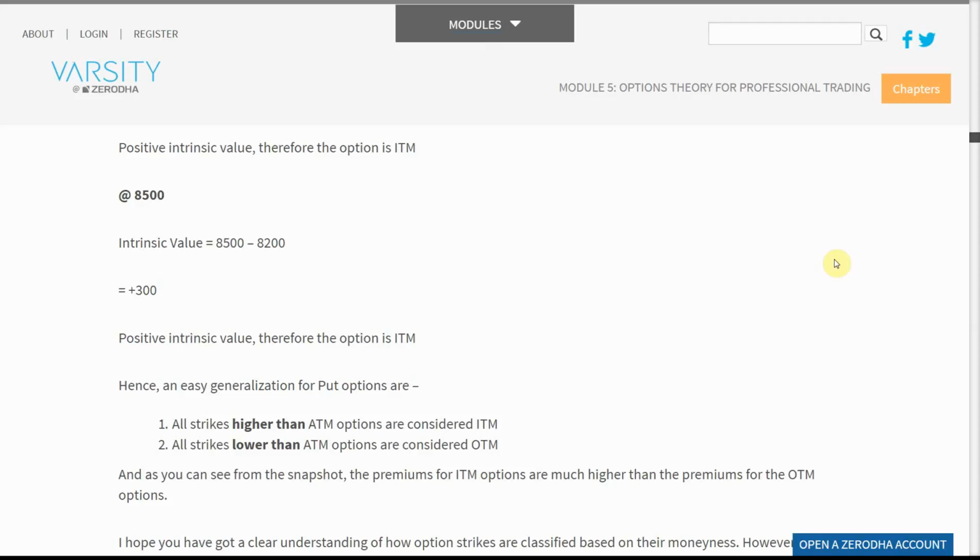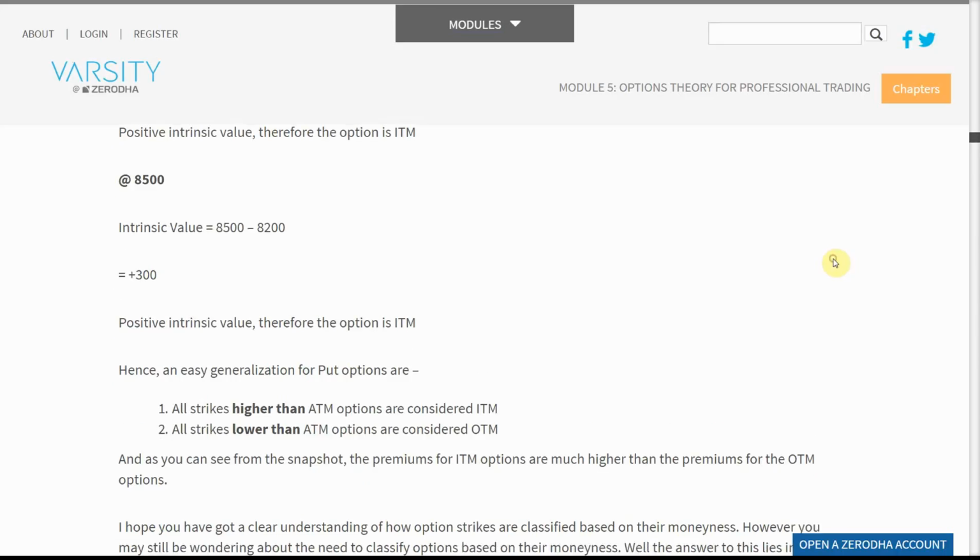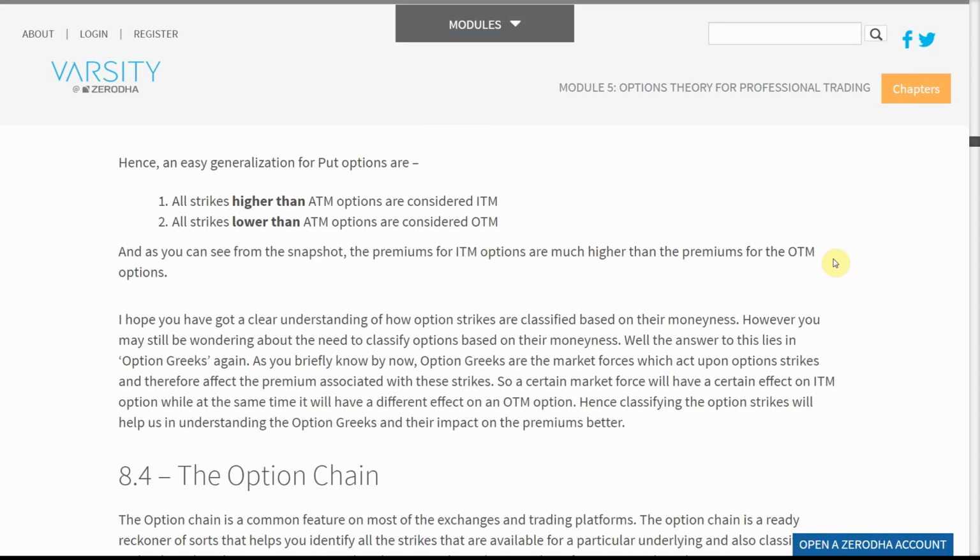Hence, an easy generalization for put options is: all strikes higher than the ATM option are considered ITM. All strikes lower than the ATM option are considered OTM. And as you can see from the snapshot, the premiums for ITM options are much higher than the premiums for the OTM options.